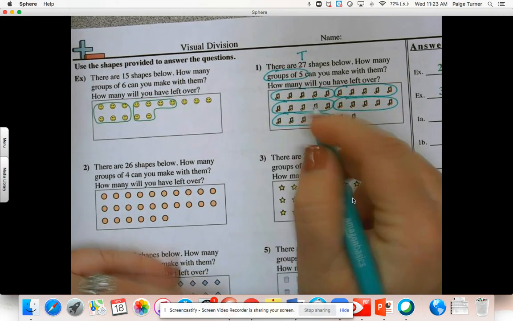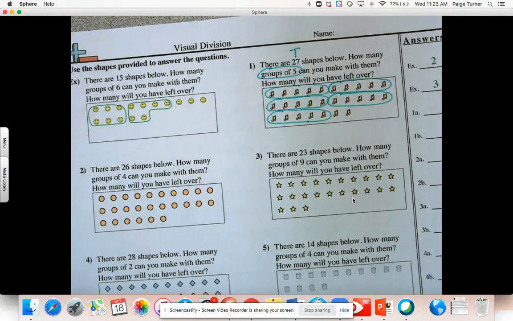1, 2, 3, 4, 5. And then look what happens here. Now I've made some groups of 5. I only have 2 shapes left. If I only have 2 shapes left, I cannot make another group of 5. Those shapes are left over.